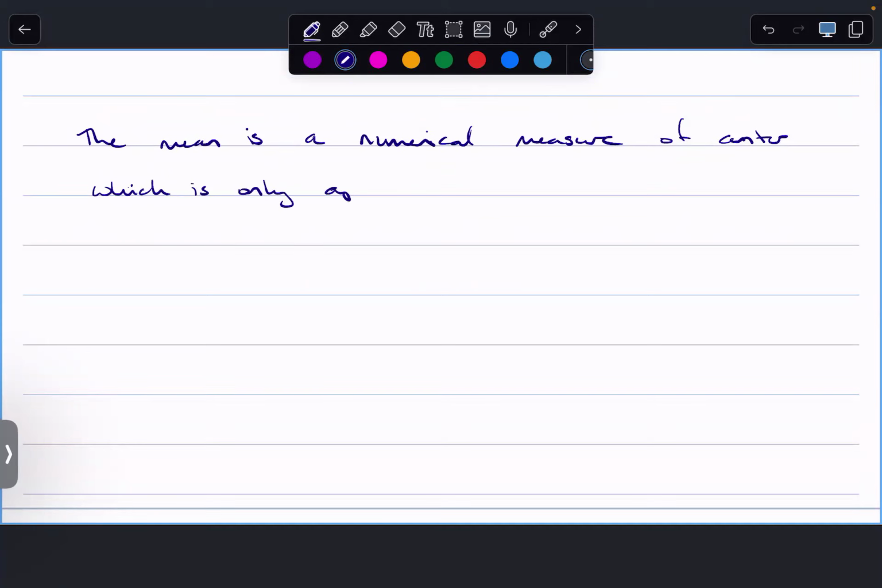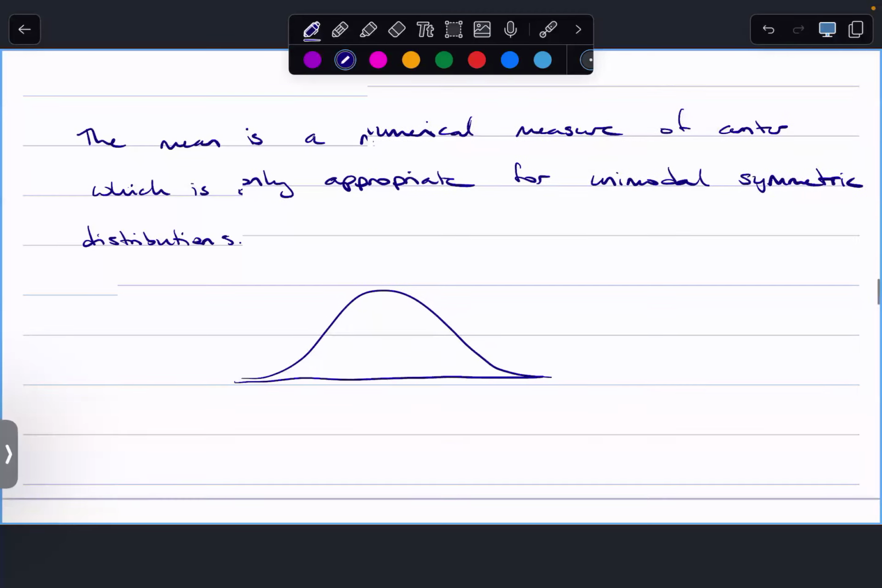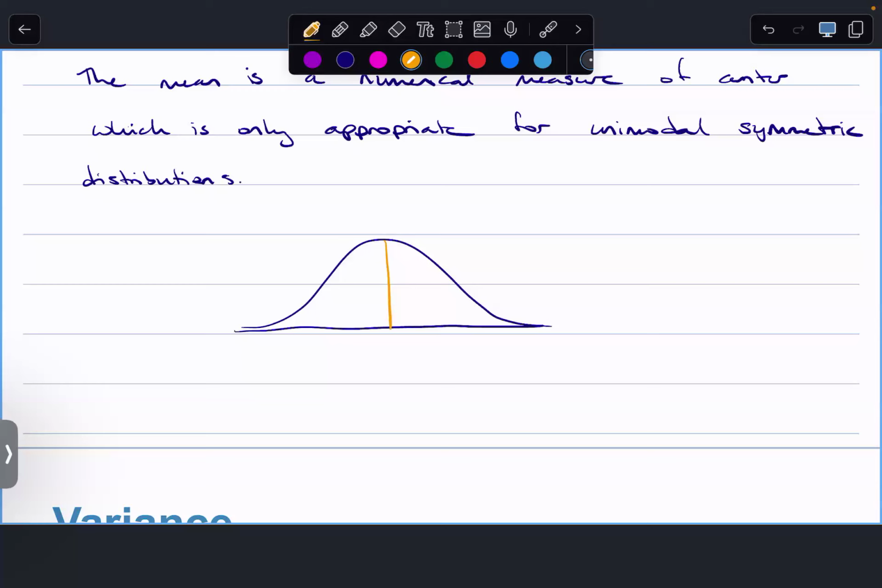Which is only appropriate for unimodal symmetric distributions. So depending on the shape, that's going to determine the appropriate measure of center and spread. We're going to start with our go-to, kind of normal distribution. What does that mean? It means that here, this center is not just the mode, but it's also the mean.